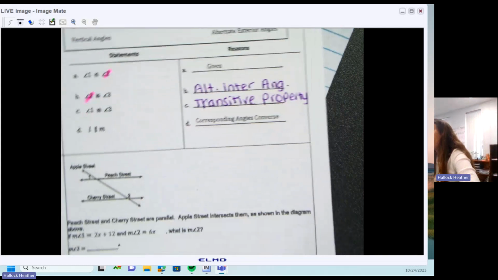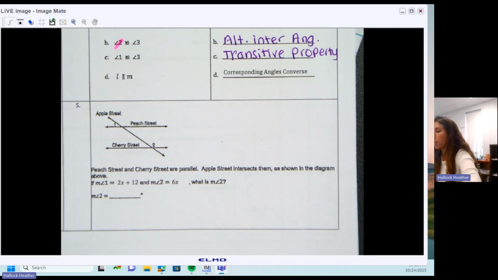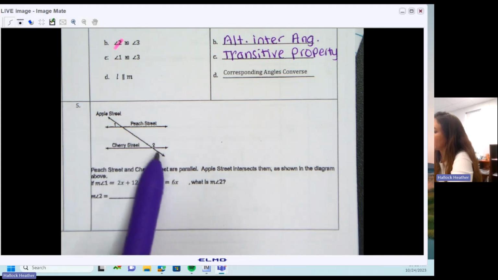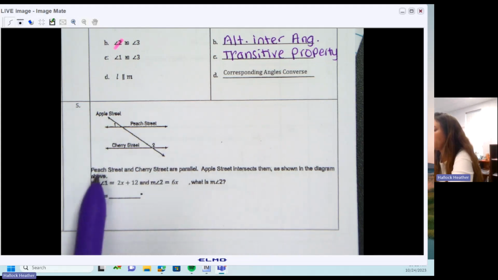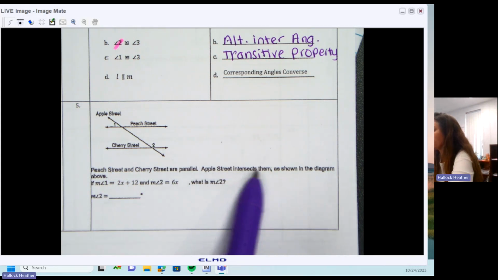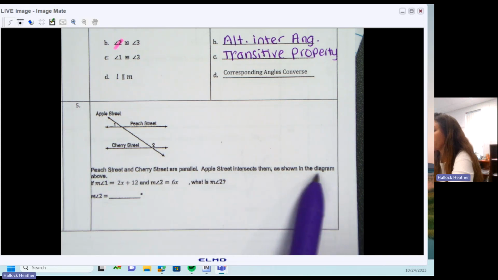Going on to number 5. Number 5 is technically a review of old stuff. It's parallel lines cut by a transversal, and it's solving an equation. So you have Peach Street, Cherry Street. Your transversal is Apple Street. It says Peach Street and Cherry Street are parallel. Apple Street intersects both of them because that's the transversal, as shown in the diagram.